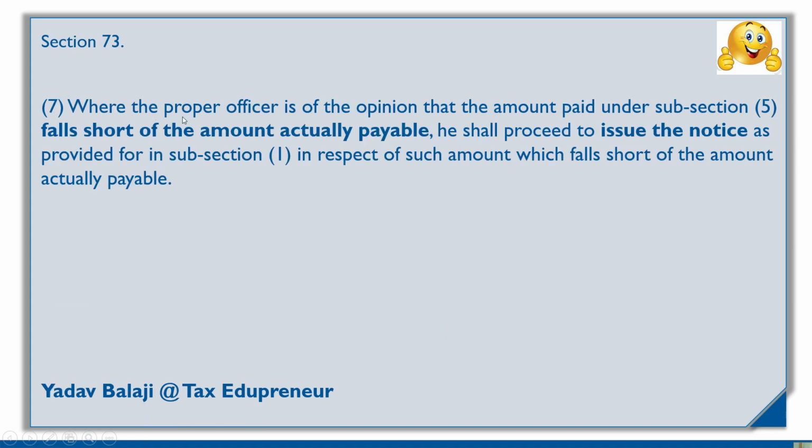Now 7 talks about where the proper officer is of the opinion. Means now you already paid the interest and penalty, no need to pay, because you voluntarily went and paid, so that's why. But if the proper officer thinks that you paid a short amount, lesser than the actual payment. Means now the thing is, voluntarily we went and we got caught ourselves. So if you paid the correct amount, then no need to worry. But instead of paying 1 lakh rupees, you just paid 70,000. Okay, let the remaining 30,000 the government leaves. It's not like that. So if the proper officer has a doubt, then he will issue a notice under subsection 1. So for that you have to respond.